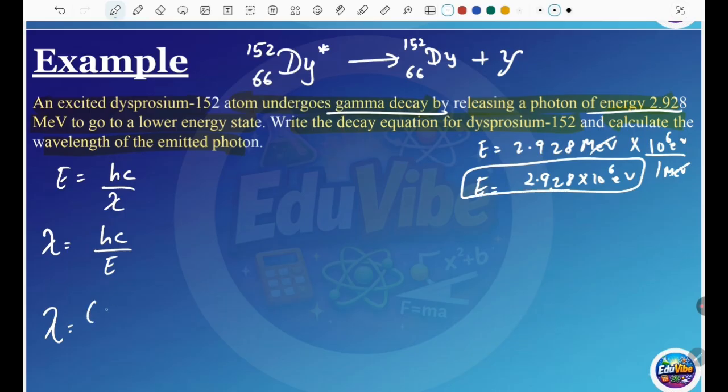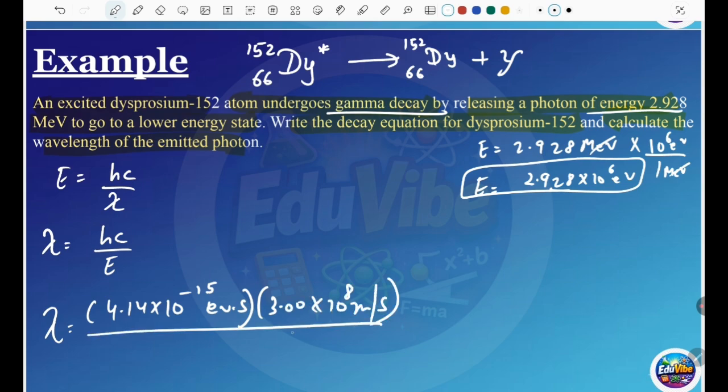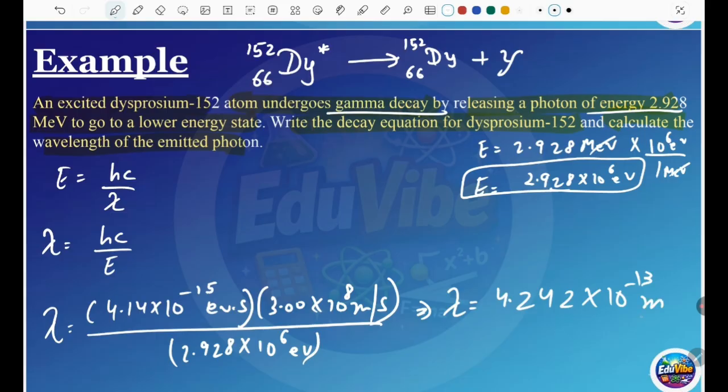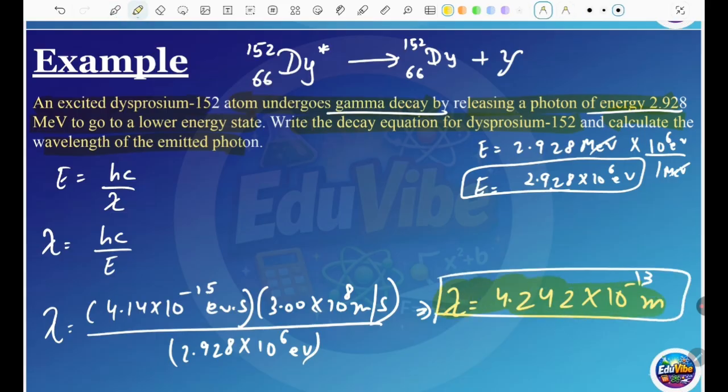So you put this over there. This should be in eV, so your Planck's constant is in eV dot second, because your energy is in eV. Multiply by 3.0 into 10 raised to power 8 meter per second, and divide by 2.928 into 10 raised to power 6 eV. When you calculate this, you get about 4.242 into 10 raised to power minus 13 meters. So this is the wavelength you have to find.